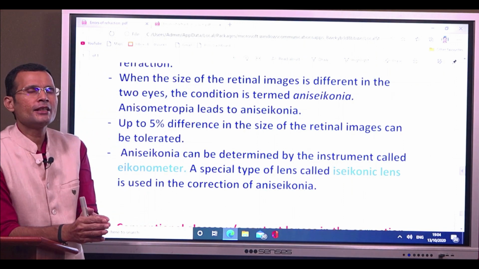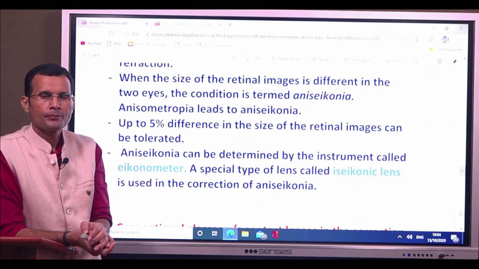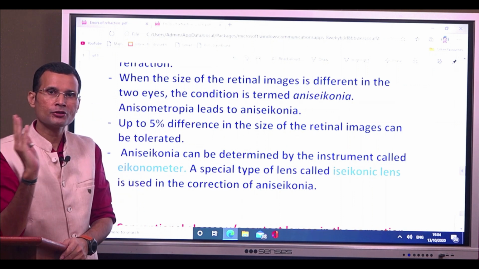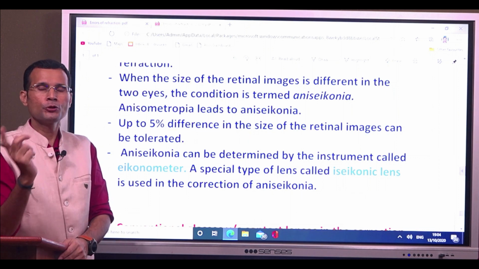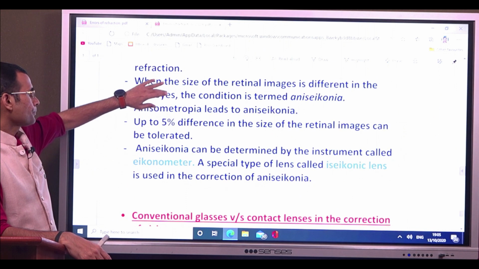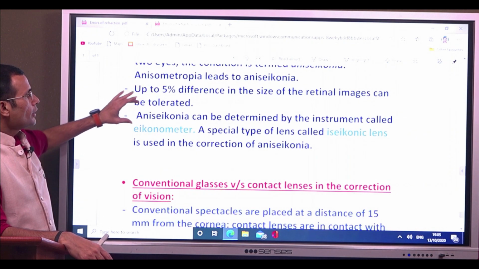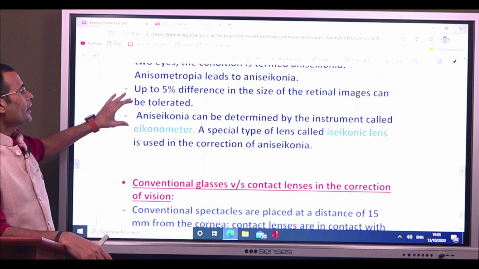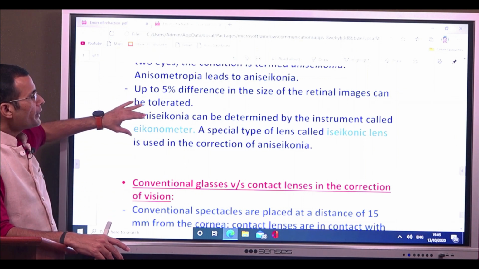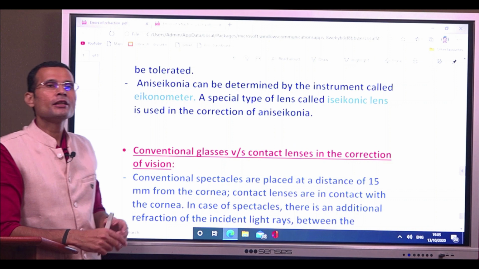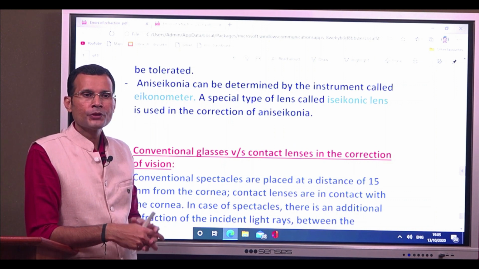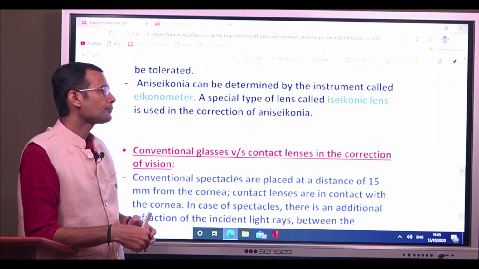Up to 5% difference can be tolerated. Up to 5% difference in the size of the retinal images in the two eyes can be tolerated, not more than that. And just one last point, aniseikonia can be determined by the instrument called the eikonometer. This is all very specific to the ophthalmic science and the optics.